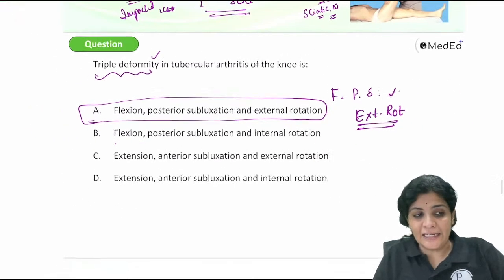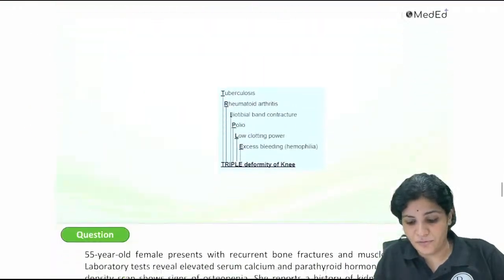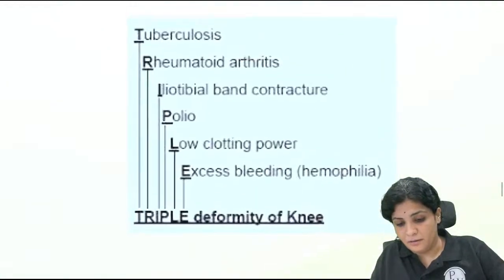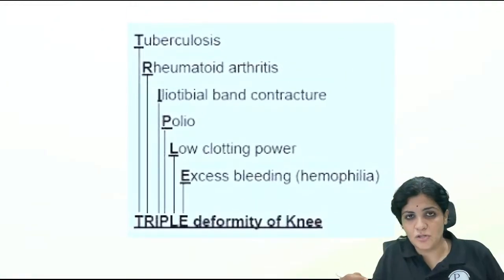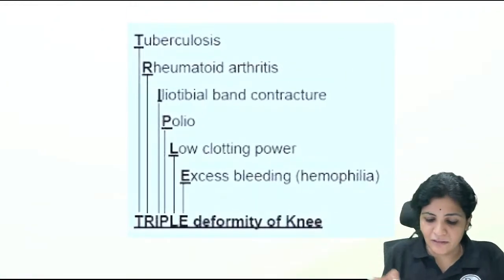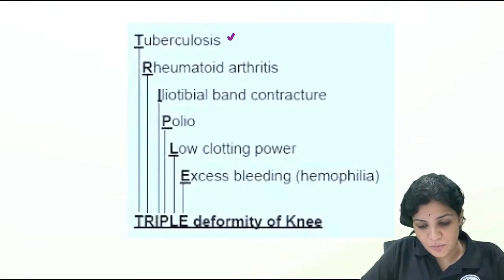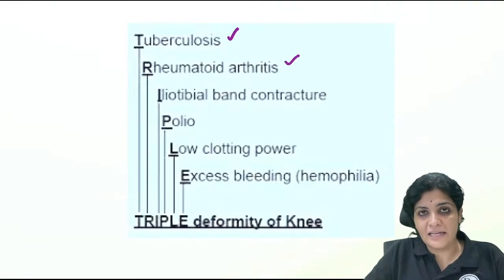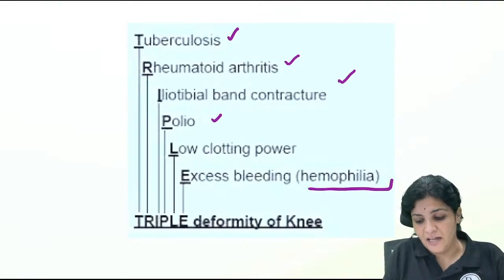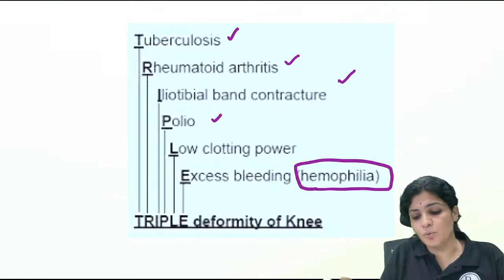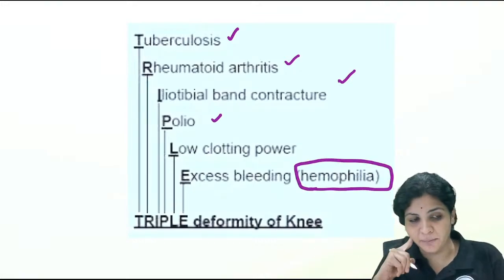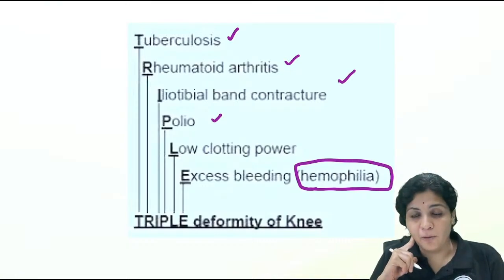And this is seen in other conditions also. How do you remember that? By the mnemonic TRIPLE. So it is seen in tuberculosis, rheumatoid arthritis, iliotibial contractures, polio, and hemophilia. So these are the 1, 2, 3, 4, 5 conditions which you have to remember. And this is the triple deformity of the knee.